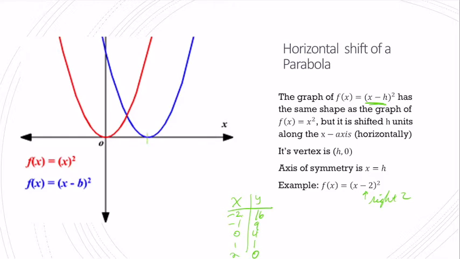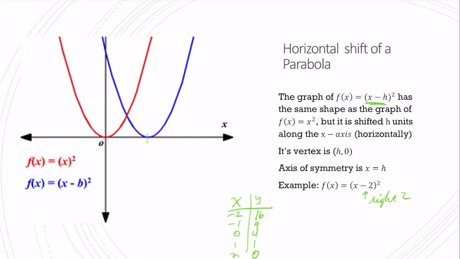If I have f of x equals x plus 3 squared, this is actually going to shift to the left 3. Okay, so it's important to remember that for horizontal shifts, we're looking at the opposite.